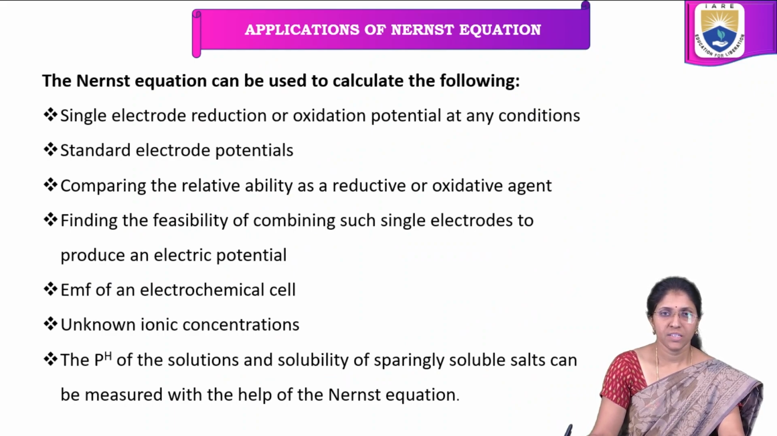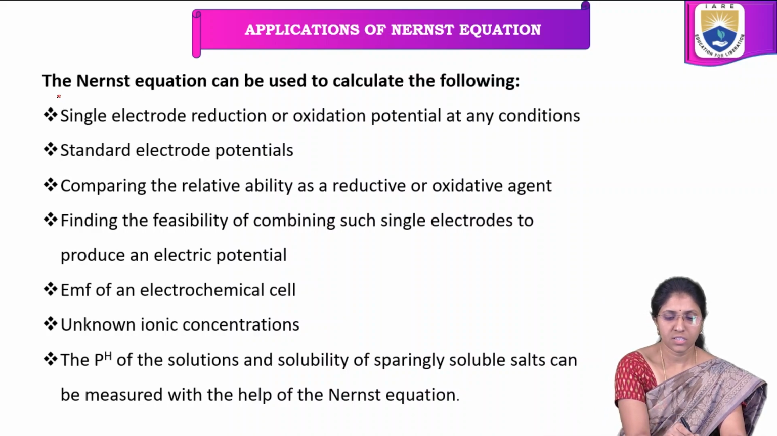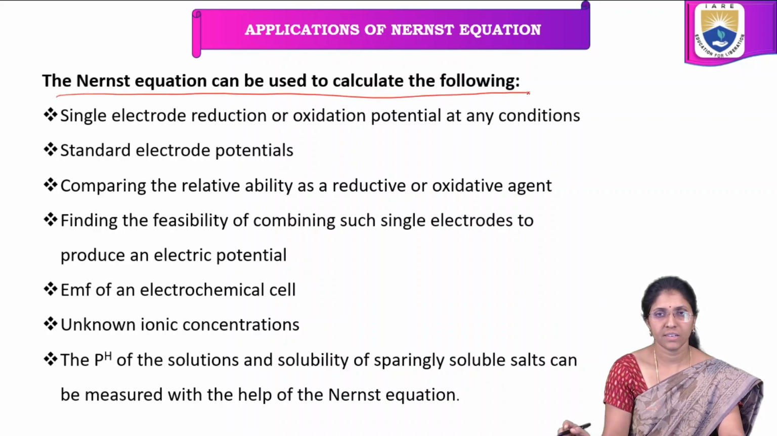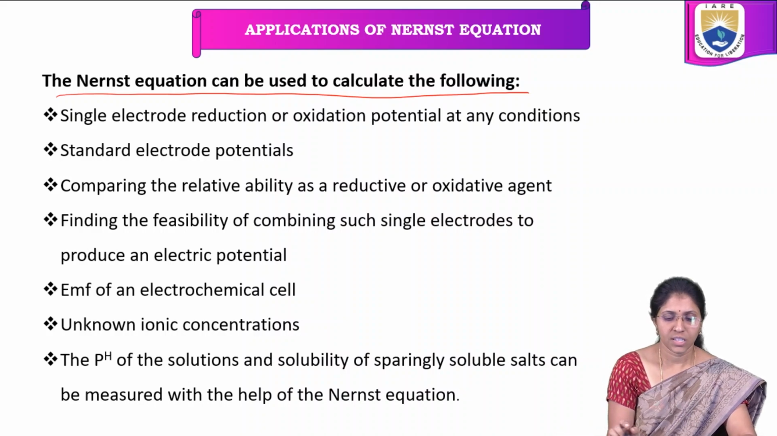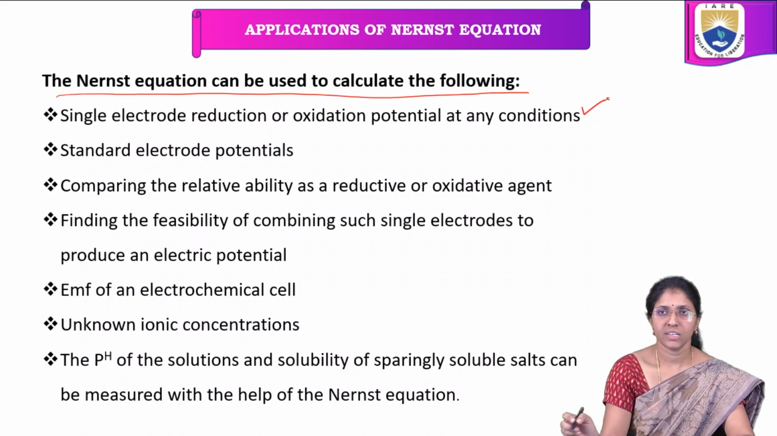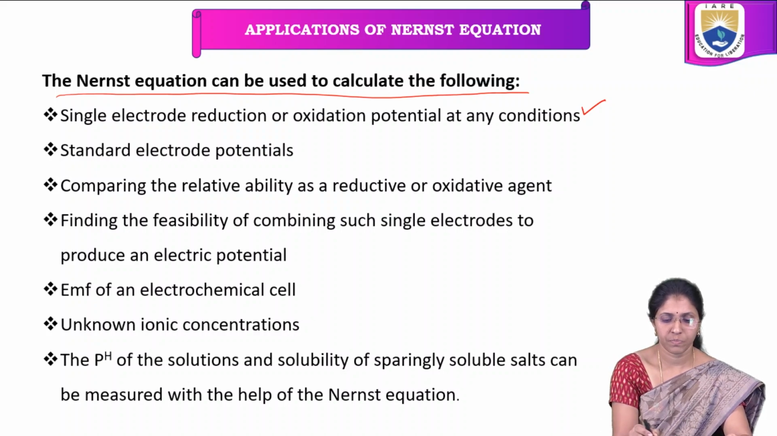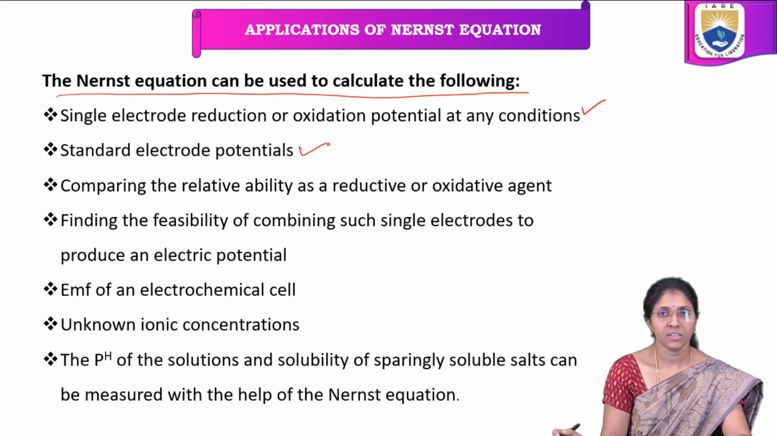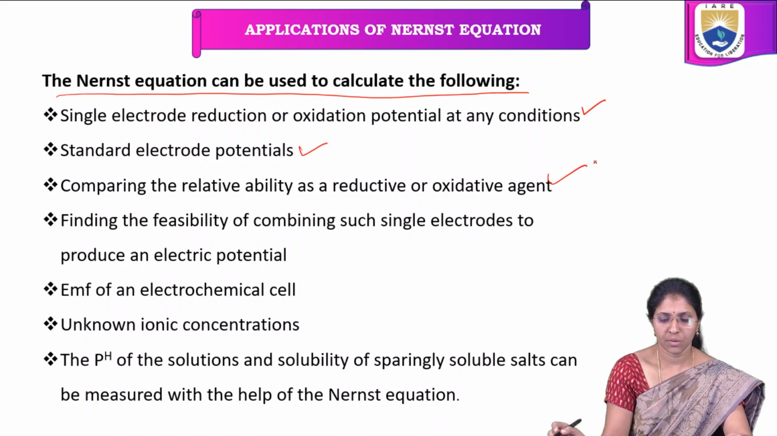So next topic is applications of the Nernst equation. The Nernst equation can be used to calculate the following: single electrode reduction or oxidation potential at any condition. And we can calculate standard electrode potentials, comparing the relative ability as a reducing or oxidizing agent.